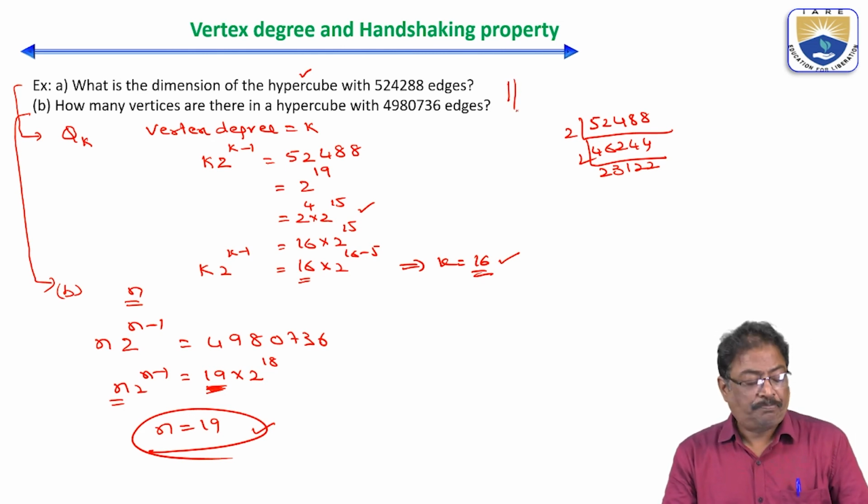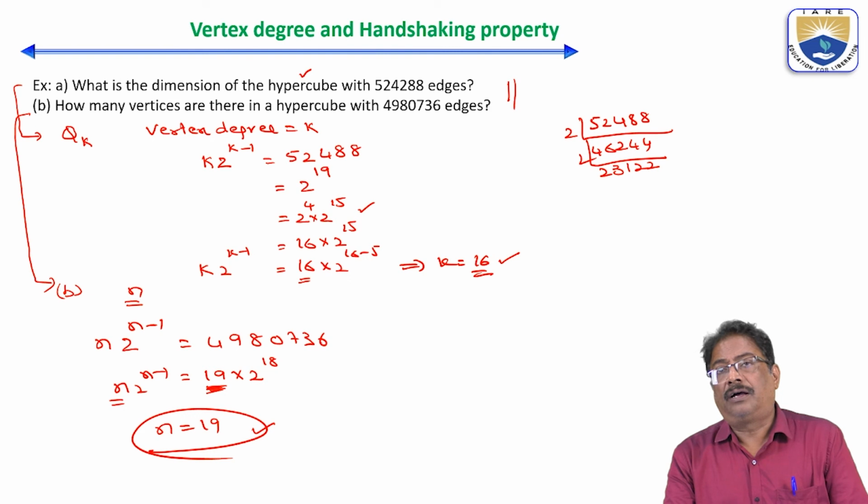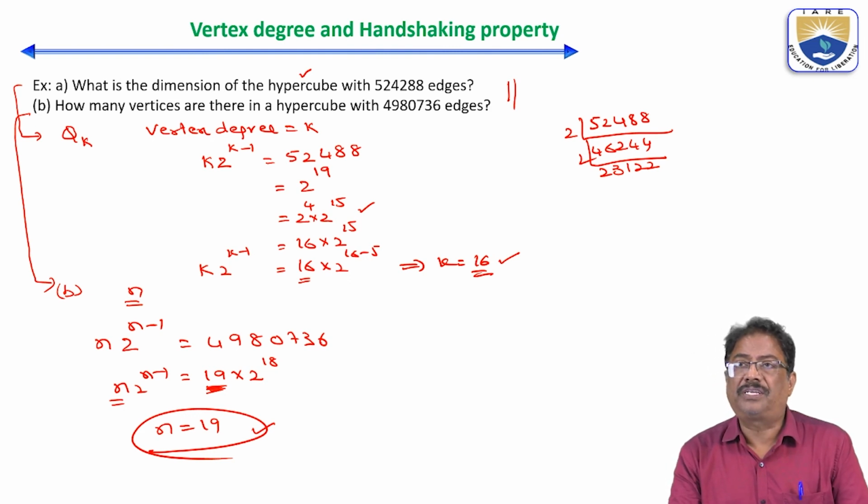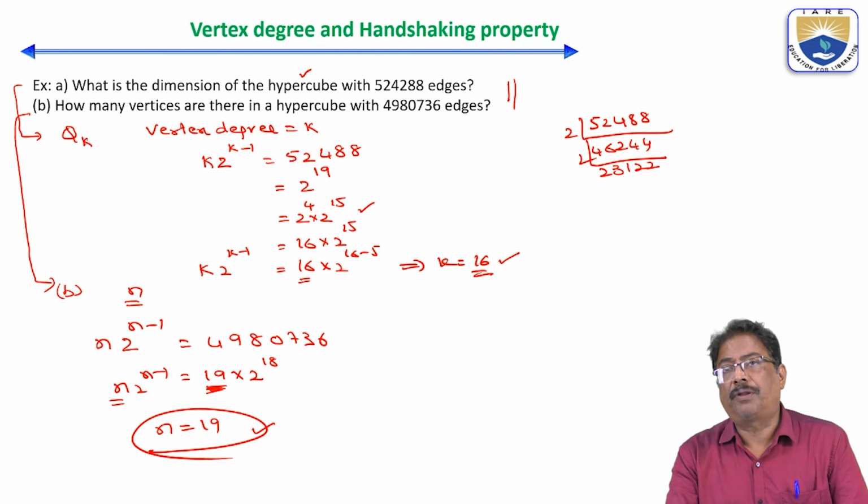So these are some of the problems related to the handshaking property, and we are going to continue the handshaking property in the next session also. With this, I am going to conclude.